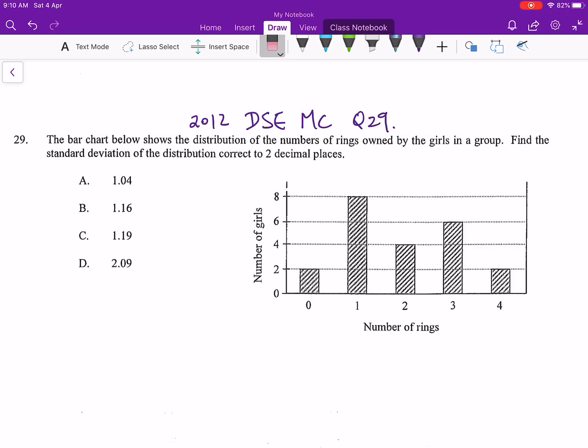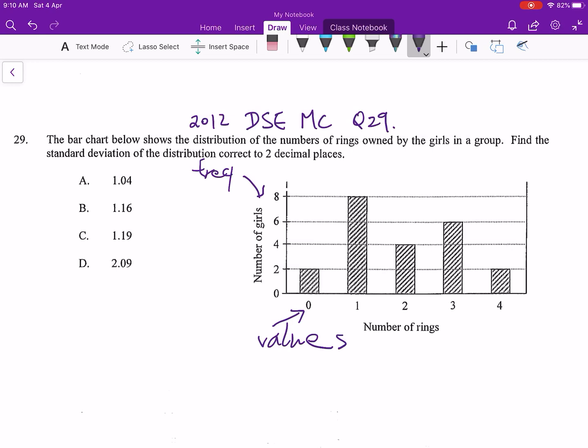So what do you need to know in this question? First of all, you have to know that normally the x-axis shows the values, and the y-axis shows the frequency, that means the number of values. If you know these two pieces of data, then you can directly use the calculator to find what we call the standard deviation.